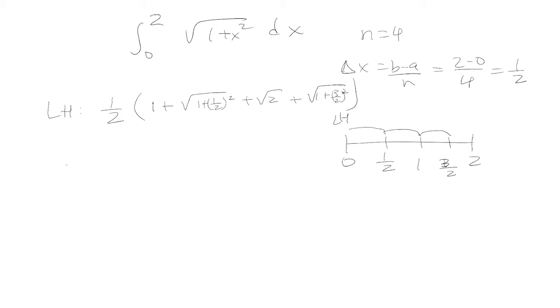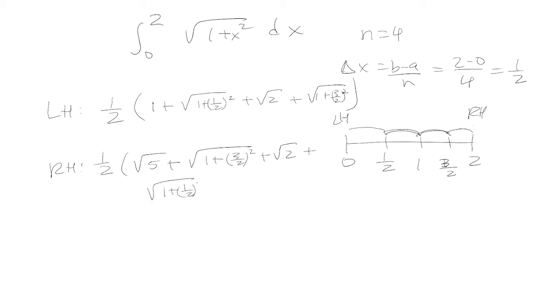Now for the right hand, I'm going to start at the right here. So I'm going to start at x equals 2. So that's going to be the square root of 1 plus 4, which is 5. And then I'm going to go to 3/2, which is 1 plus 3/2 squared. And then I'm going to 1, which is square root of 2. And then to 1/2. That's square root of 1 plus 1/2 squared.